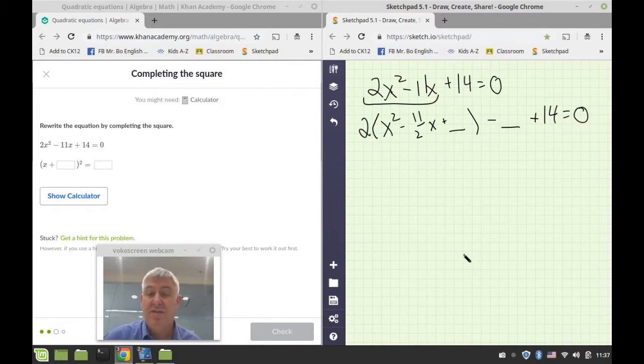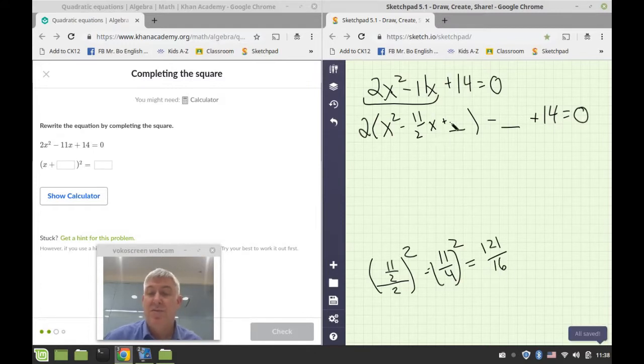So where do we find this? Let's see. We need 11/2 divided by 2, squared, which is 11/4 squared, which is 121/16. So we need 121/16 here, and plus 121/16 times 2 is 121/8, so minus 121/8.